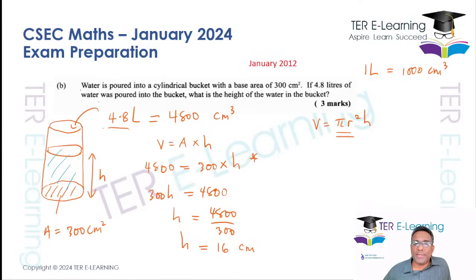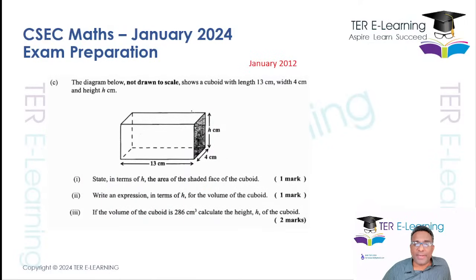Right, so that's part of it. Our next one here, the diagram not drawn to scale, shows a cuboid. So we have a cuboid here and we have certain dimensions. State in terms of h the area of the shaded face. So they're talking about this here.